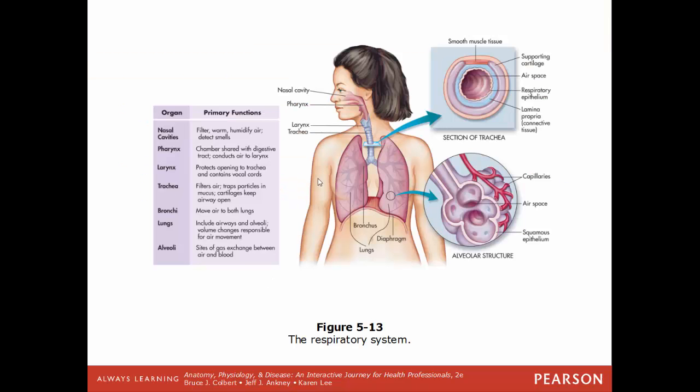Generic image of the respiratory system: mouth and nose here, the nasal cavity right behind the nose, the pharynx, the trachea, the two main branches of the trachea, the bronchi, and then the lungs. Very deep internally into the lungs, the air sacs, the alveoli, where all the gas exchange happens right here.